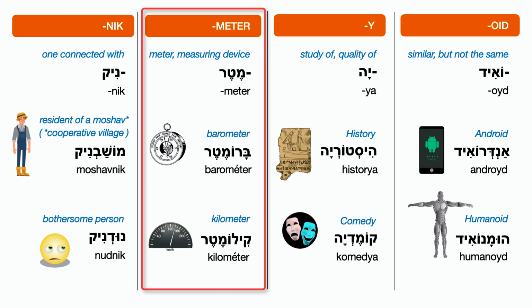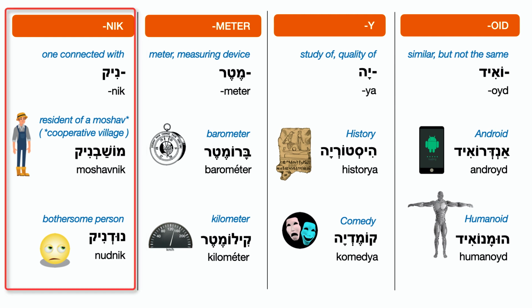Regarding meter, which is a metric system unit of measuring or a measuring device, it is pronounced as meter. So to say barometer, we say barometer. To say kilometer, we say kilometer.